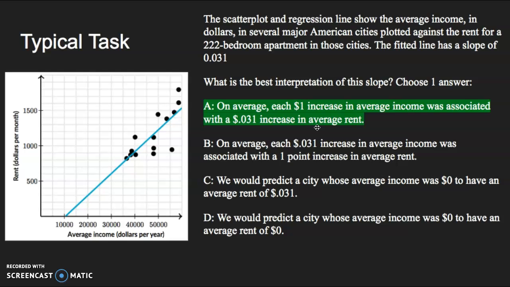So 0.031 over 1. Now remember, rise over run. So the rise is 0.031. That means the rent goes up 0.031. And the run was 1 from our 0.031 over 1. And that means that our x variable is increasing by 1, which would be an average income increase of $1.